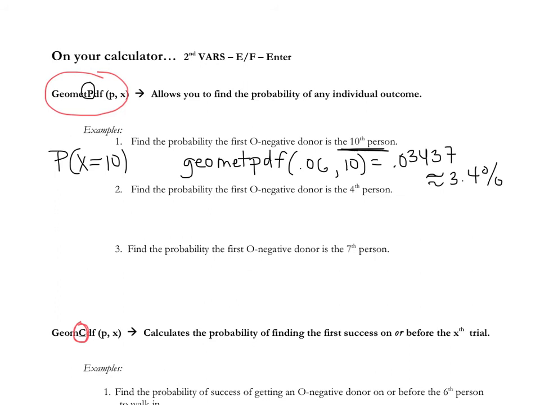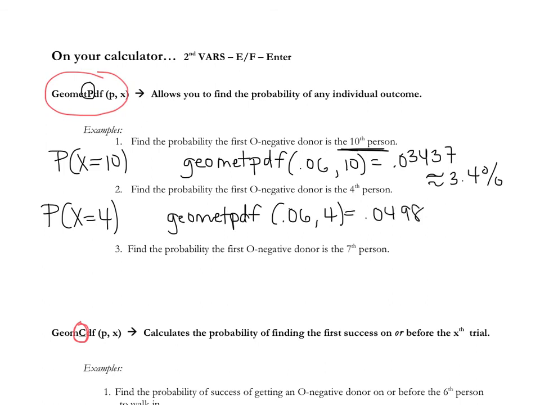The next one, find the probability the first O-negative donor is the fourth person. So probability that it's the fourth person. Again, go ahead, set it up in your calculator. Probability is 0.06. It's the fourth person this time. I get 0.0498, which is about, we'll leave it at 4.9%. Just about 5%.